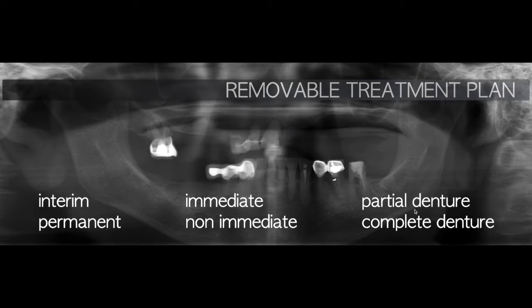And the last thing depends on how many teeth are missing. It could be a partial denture or a complete denture. So these could be combined as interim, immediate, partial, or interim, immediate, complete, or permanent, immediate, complete denture, or interim, non-immediate, partial denture. So it could be any combination of these three.